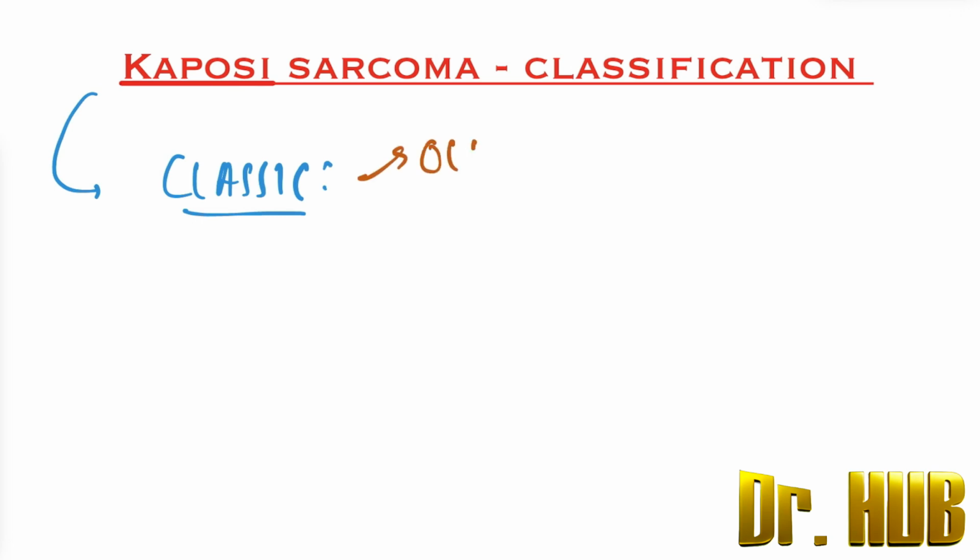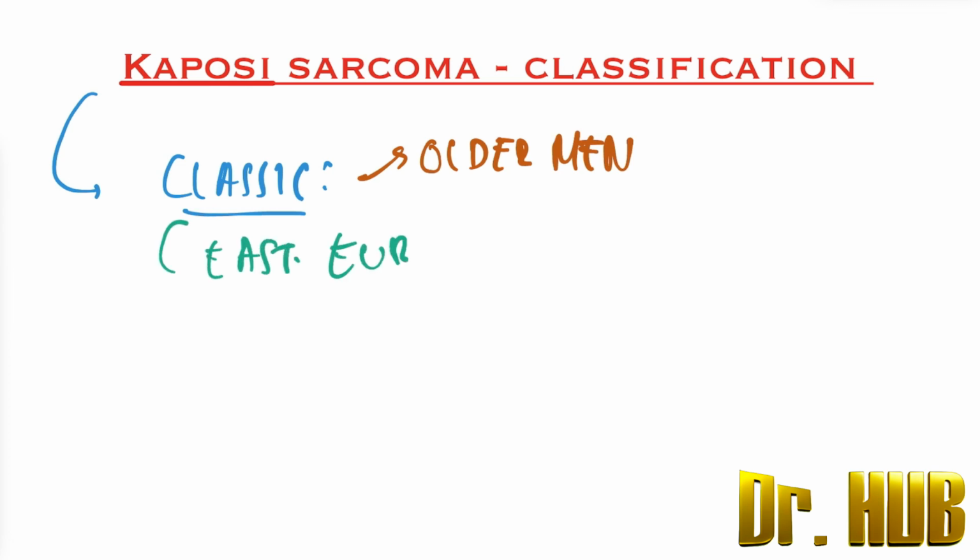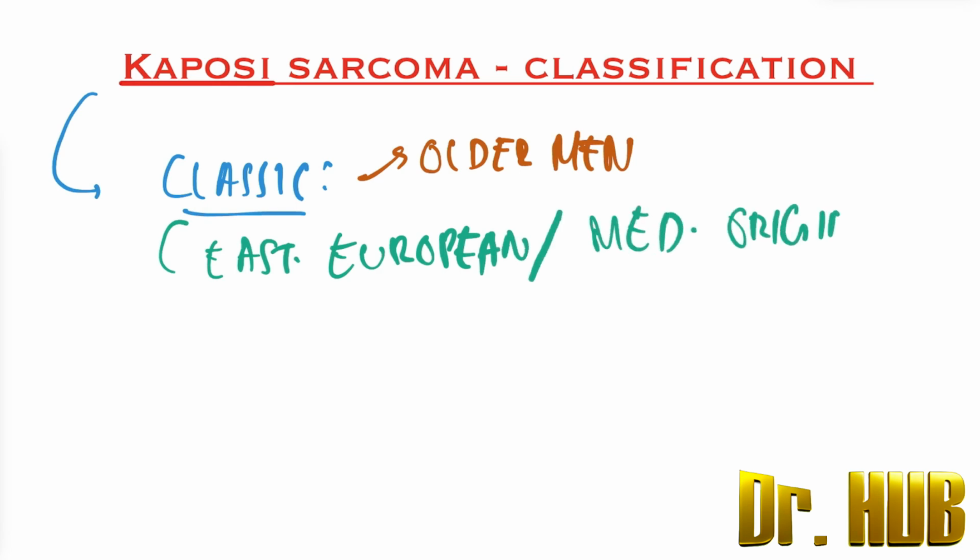Kaposi sarcoma and its classification. So we begin with the classic. Under the classic, it is seen in older men, older men of Eastern European as well as Mediterranean origin.